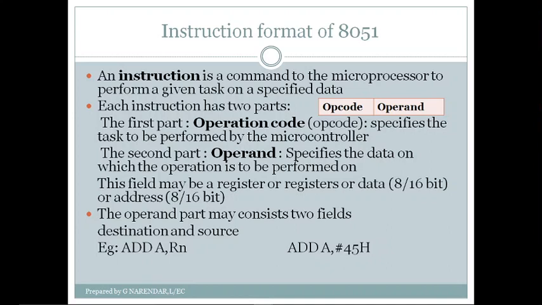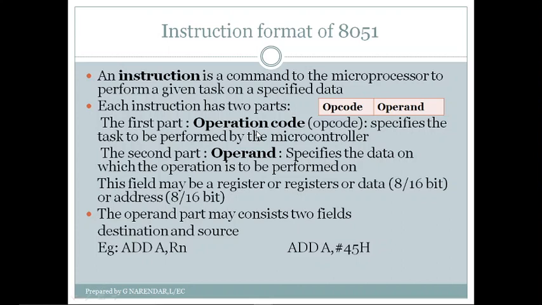So be clear with what is opcode and what is operand. These are the two parts of the instruction. Opcode specifies the task to be performed by the microcontroller when you write the particular instruction, and operand specifies the data on which that operation is to be performed. And you can see that the opcode is always 1 byte.